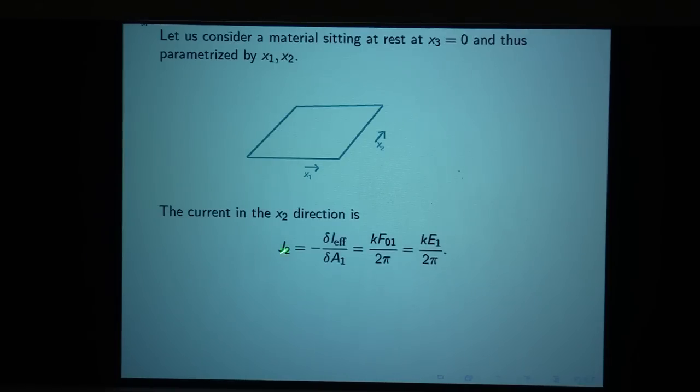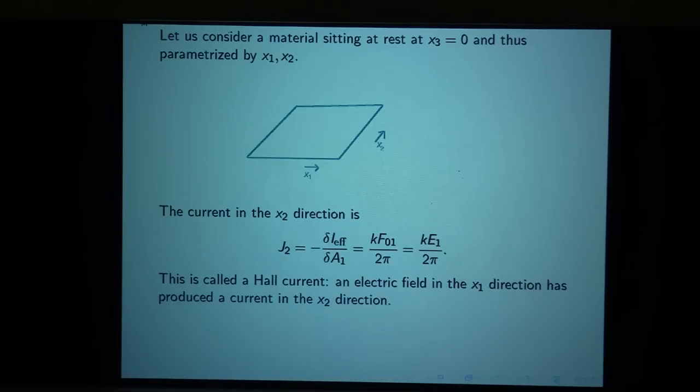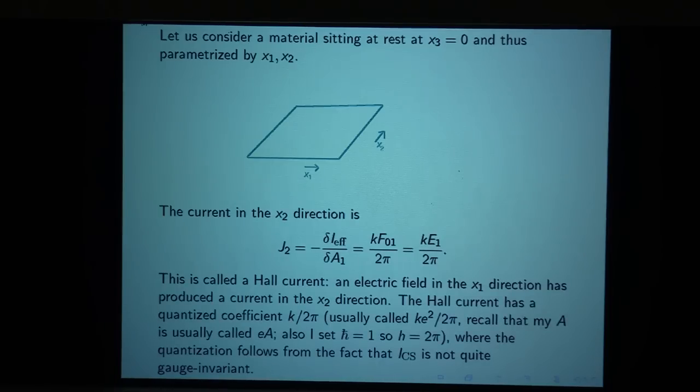And the current in the x2 direction, we can compute from the action, and we find that it's k over 2 pi times the electric field in the one direction. So that's called a Hall current. We turn on an electric field in the one direction, but it produces a current in the two directions. The Hall current, we found, has a quantized coefficient k over 2 pi.